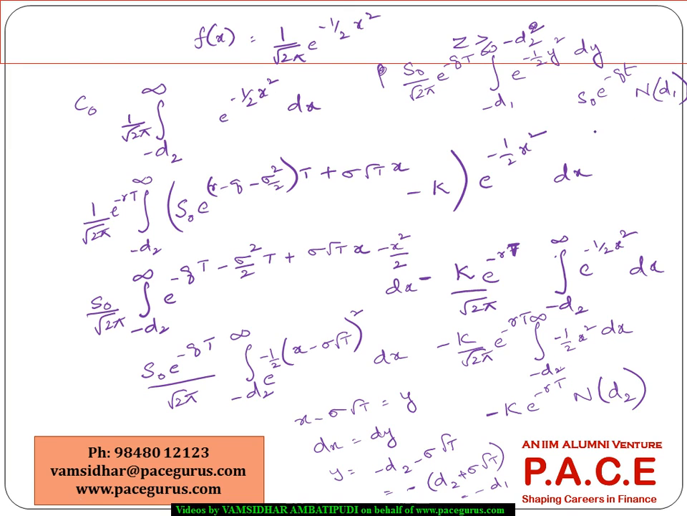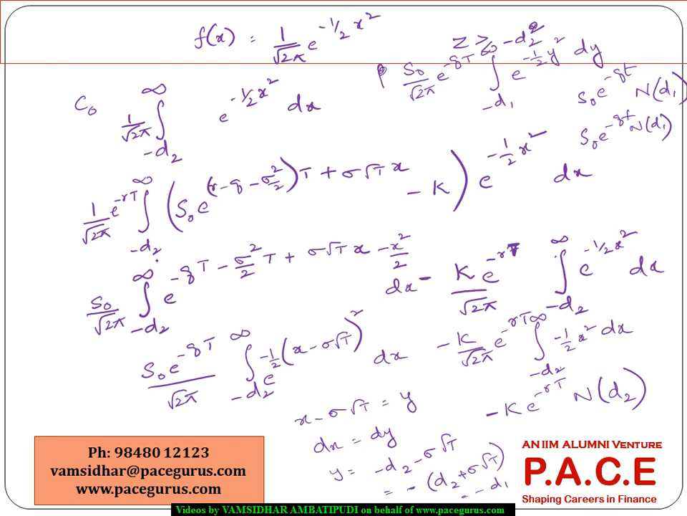So the first part becomes S naught e to the power of minus qt N of d1. The second part becomes K e to the power of minus rt N of d2. That is the typical Black-Scholes formula, which comes out directly for the pricing of the call option. So this is the mechanism that is typically engaged.